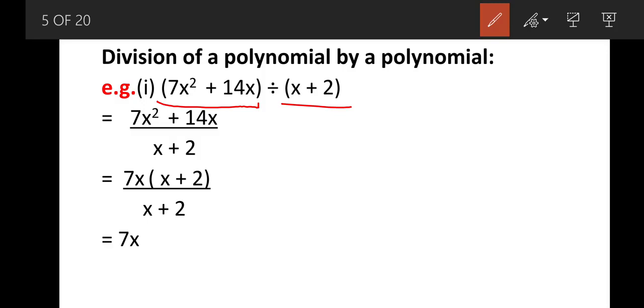If you look at this polynomial, that is 7x square plus 14x, what is the common factor of 7 and 14? It will be 7. X raised to the power 2 is present over here and x raised to the power 1 is present, so the least power of the variable, that is x raised to the power 1, will be taken out. So it will be x. In the bracket, what will be left? x plus 2 divided by x plus 2. So this factor gets cancelled out and your answer will be 7x.